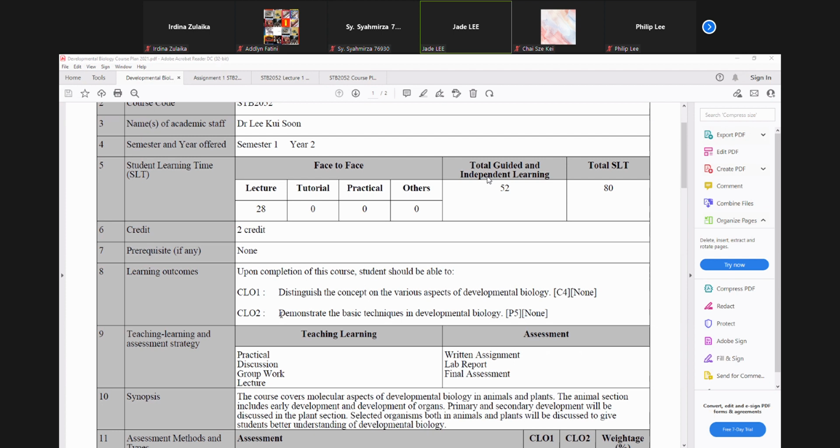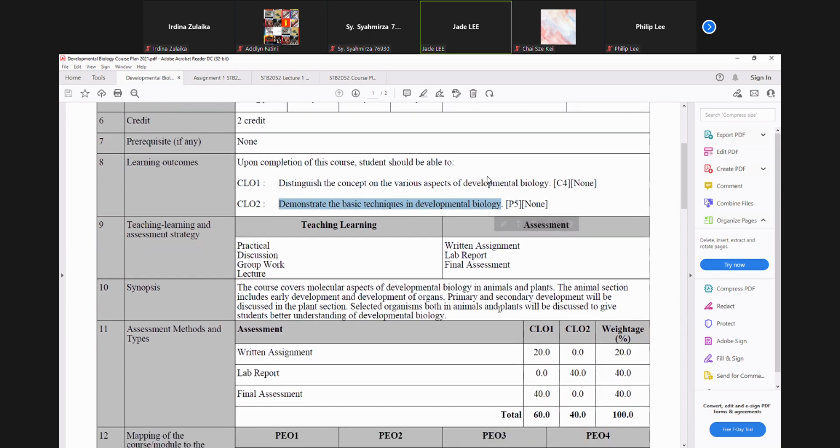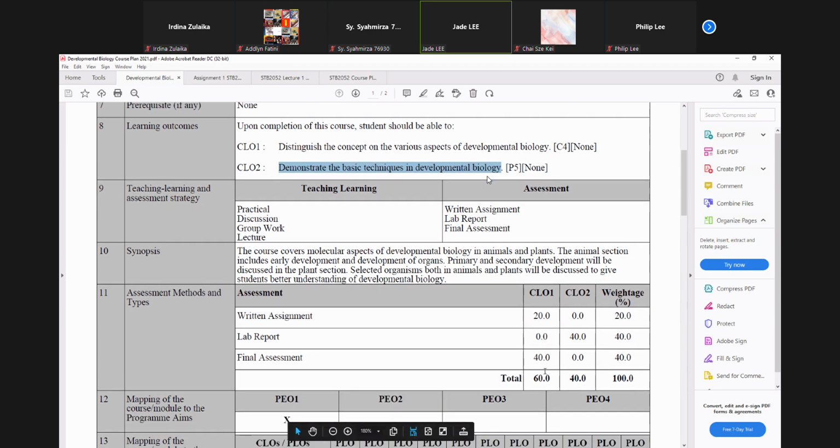And for this one, that will be the practical. I'm planning to give you 4 practicals. Actually, you should have 4 practicals, which are the lab reports that make up 40%. So one lab report will be 10%, totaling 40%, which complies with COO2, whereby COO1 is for the written assignment and also the final assessment. So altogether, COO1 will have 60% and COO2 will be 40%, right?